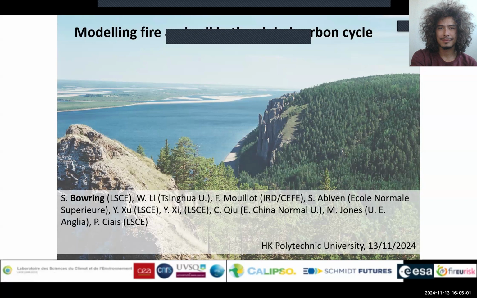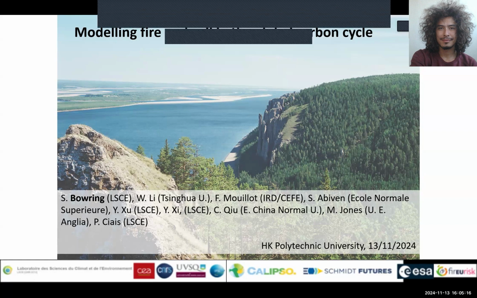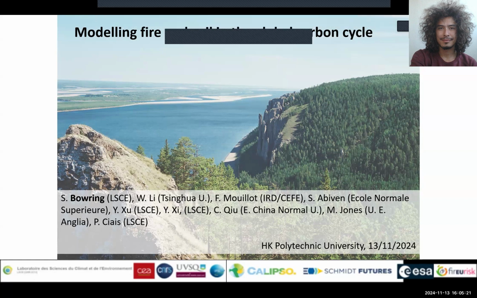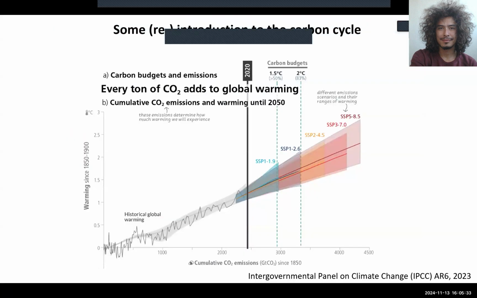So I'm Simon, and at the LSCE we basically try to quantify the carbon cycle at a global scale. I work primarily with a global land surface model, which is part of an overall Earth system model called IPSL. Today I'm going to talk about how we model fire, and potential modeling of fire in the soil, at global scale. Just some brief introduction.